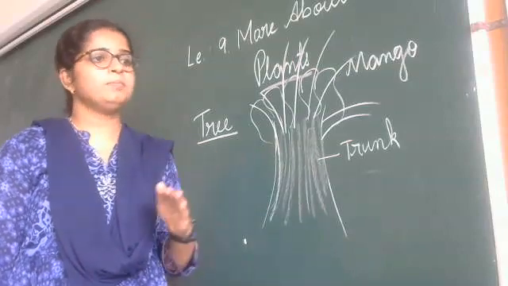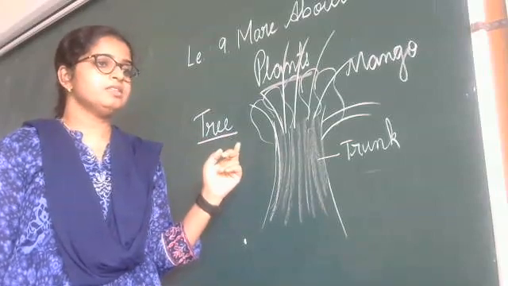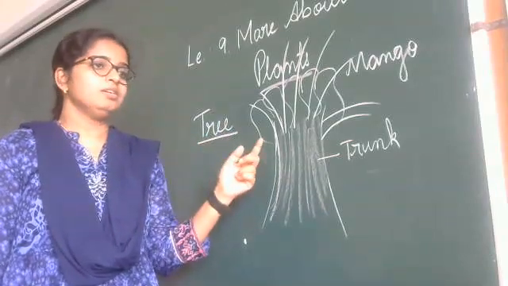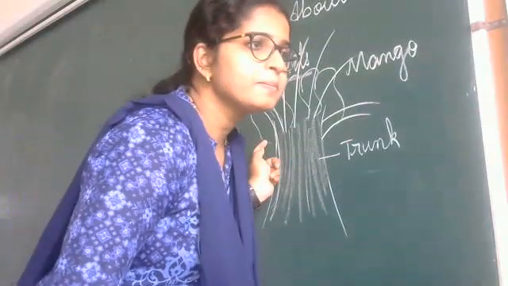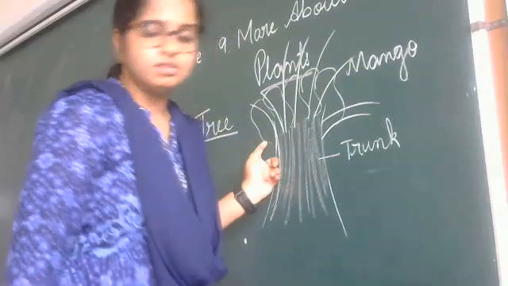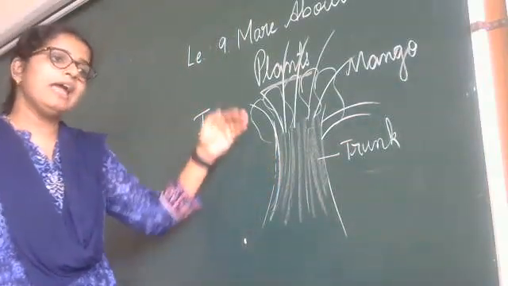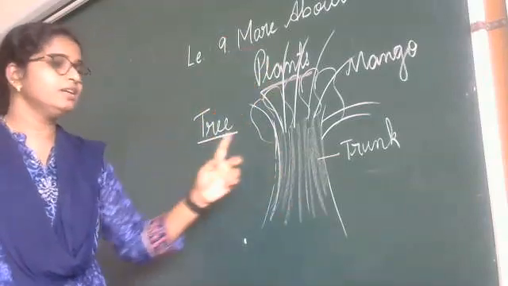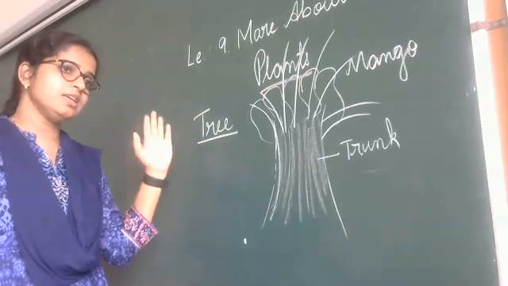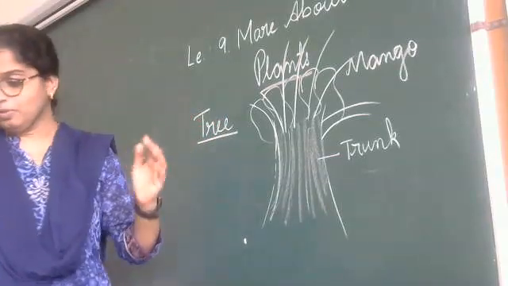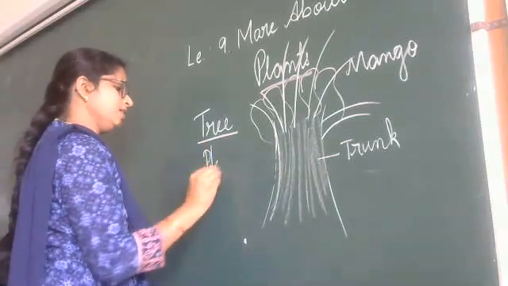Trees are different, plants are different. So first we have taken this part, tree. A tall and big plant is called a tree. I hope you all have understood about the tree. Now next we go to the other plants.